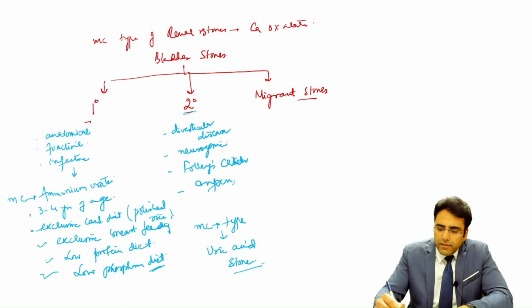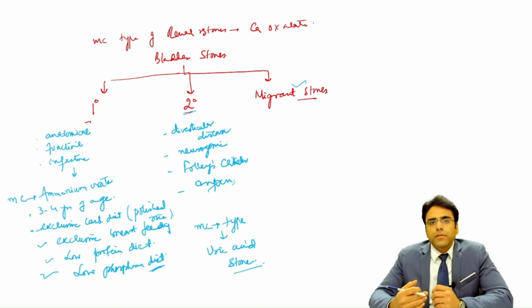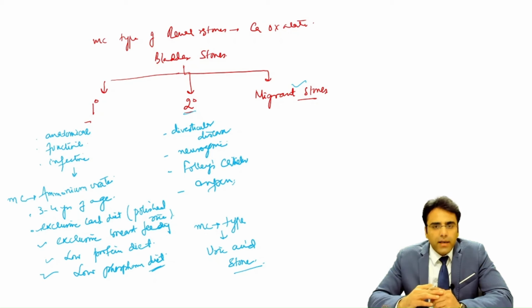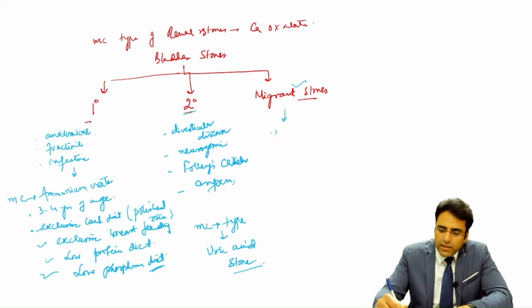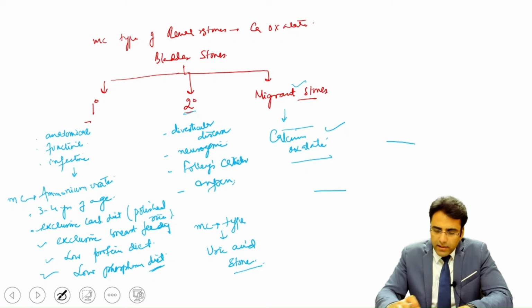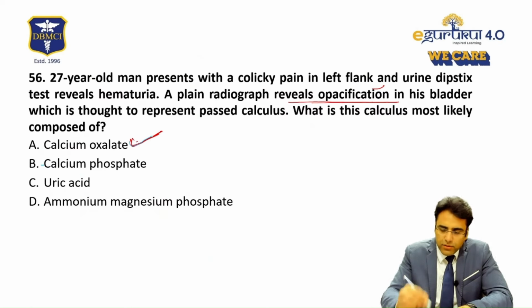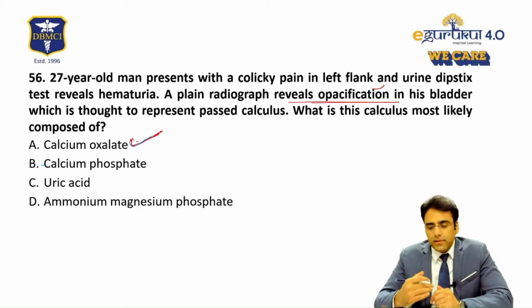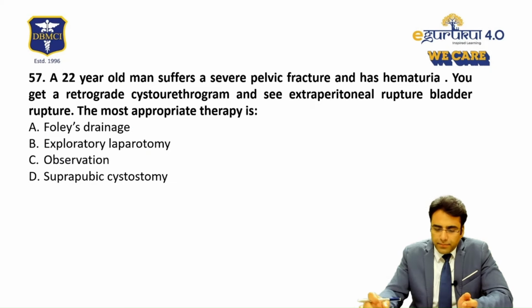Clear? Now, third variety, we have migrant stones. These are the stones which have passed from above to downwards, like from kidney or ureter into the bladder. And these are mostly calcium oxalate stones. Because you know the most common type of renal stones, they are calcium oxalate stones. So in this case, the correct answer will be calcium oxalate stones, because they are the most common type of kidney stones.